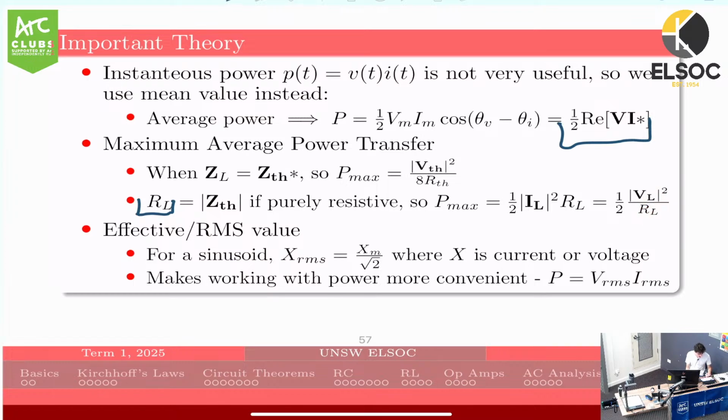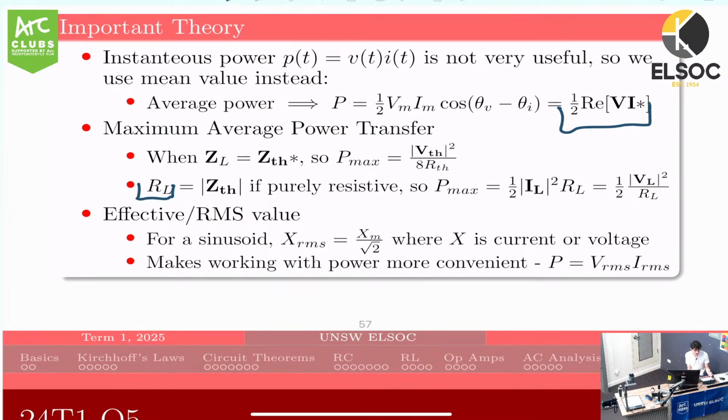Okay. And then the last part is working with RMS values. The reason we have them is that they make working with power more convenient. When we're working with sinusoidal signals, the RMS amplitude of a signal is just the normal sinusoid amplitude divided by root 2.